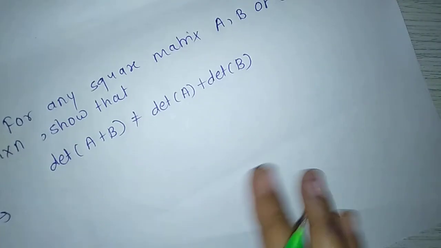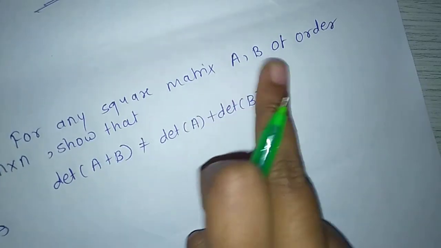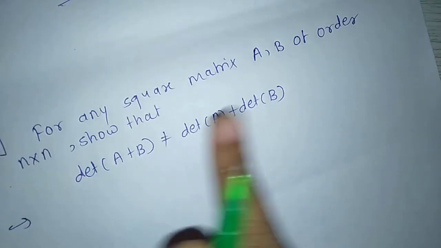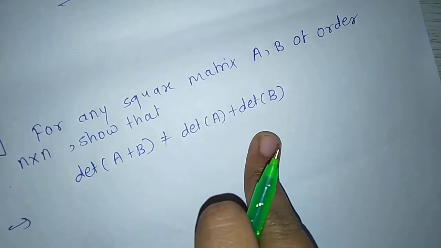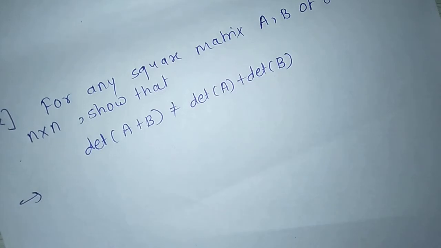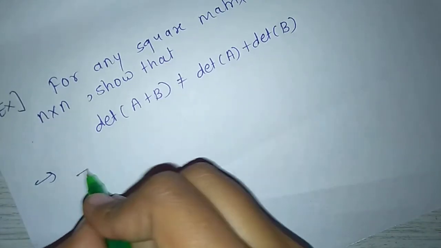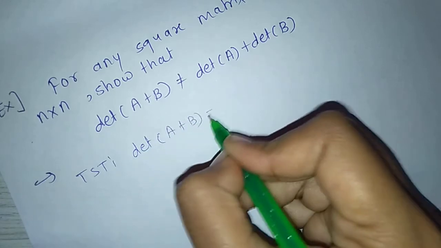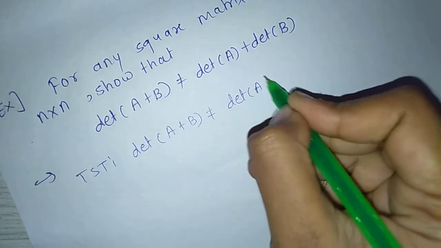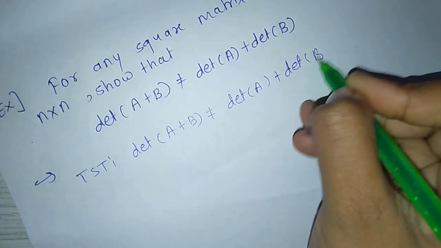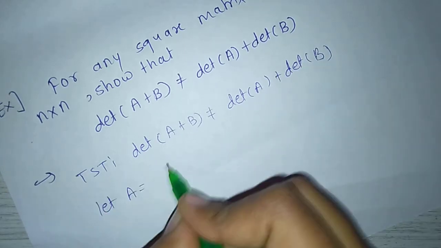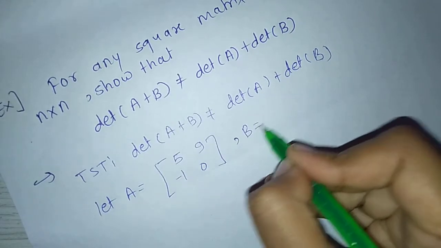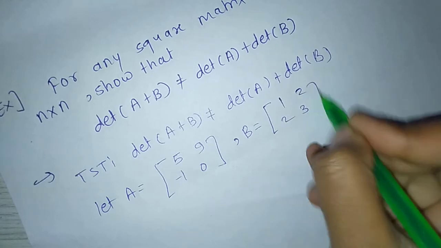Next example, for any square matrices A, B of order n by n, show that determinant of A plus B is not equal to determinant of A plus determinant of B. Here we use a counter example. Let A equal to [5, 9; minus 1, 0], B equal to [1, 2; 2, 3].